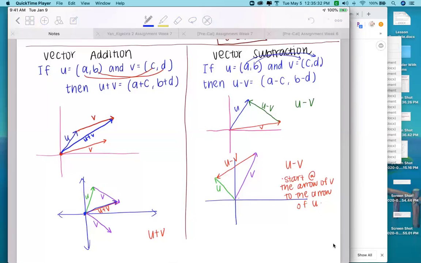And if I have to draw it out, you don't have to redraw it, because once I have my U and my V, to get U minus V, we start at V. Start at the end of whatever you're subtracting, and then we arrow it back to U. That would be U minus V. And I wrote it down there too: to get your U minus V, start at the arrow of V to the arrow of U.